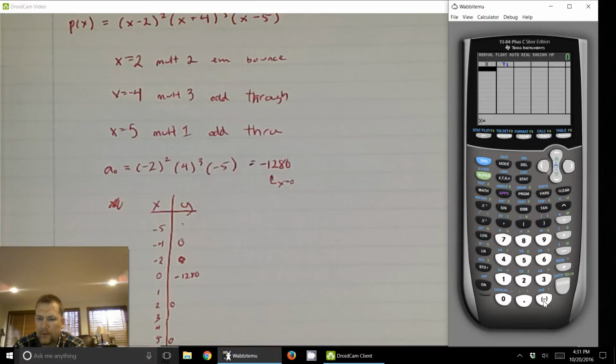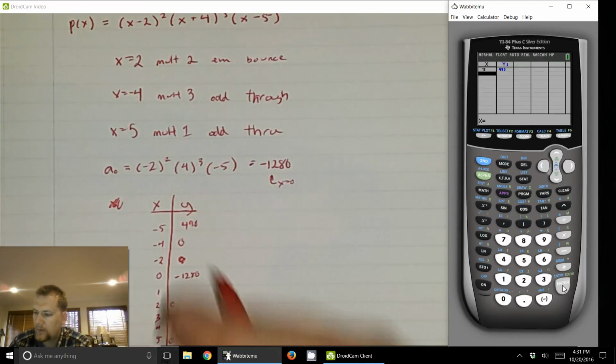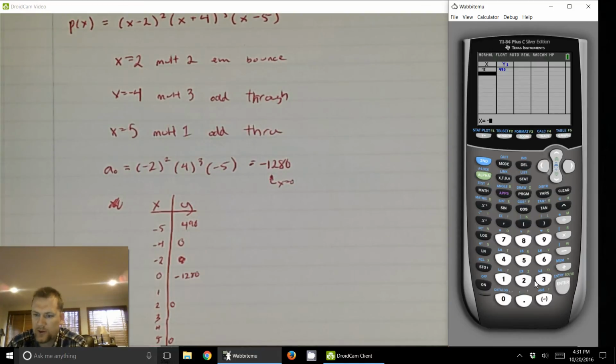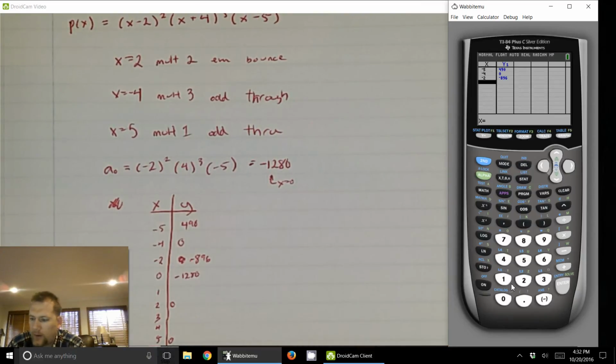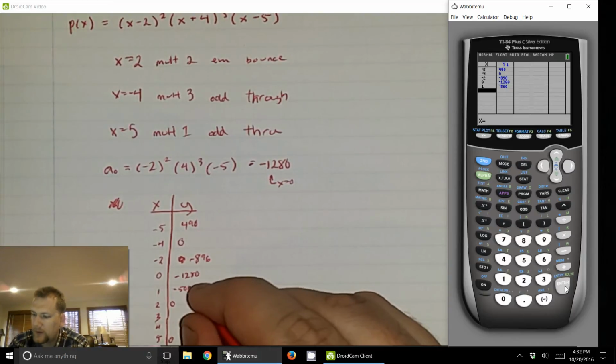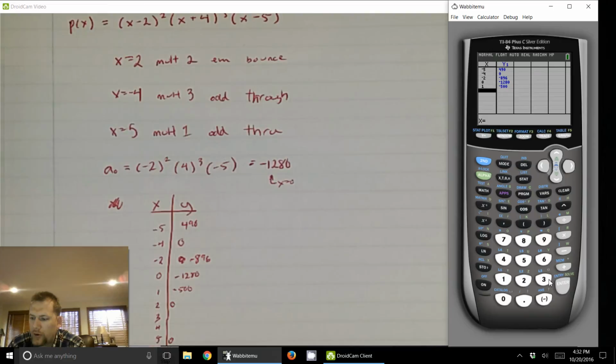So −5, what does that give us? 490. Then let's just make sure −4 gives us a 0. −2 gives us something. 0 we already figured out. 1 gives us −500. 2 gives us a 0. 3, 4, 5, 6.